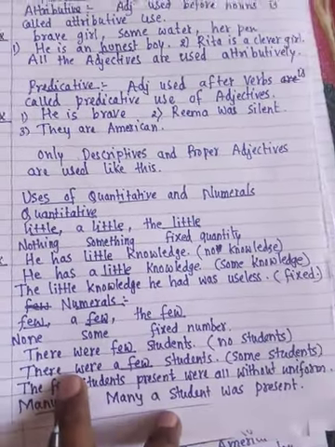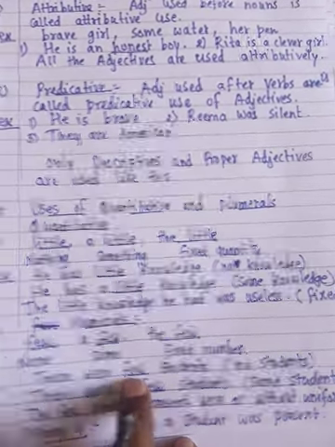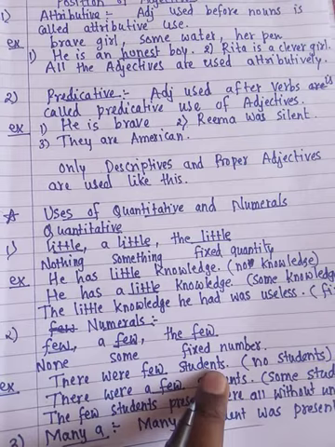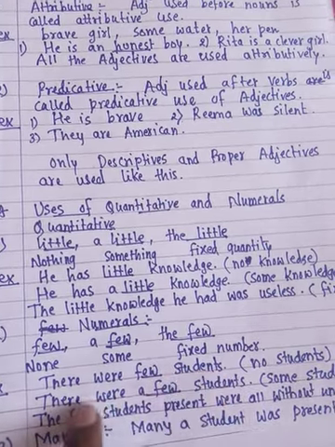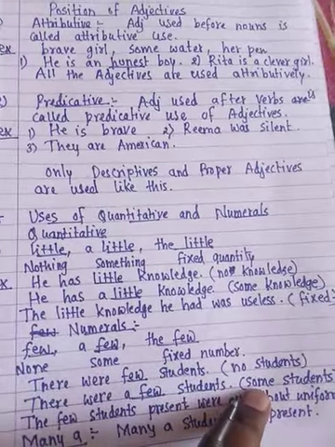Look at these examples. There were few students. Few means no students at all. So students is a countable noun. It can be counted in numbers. There were a few students. A few means some students.